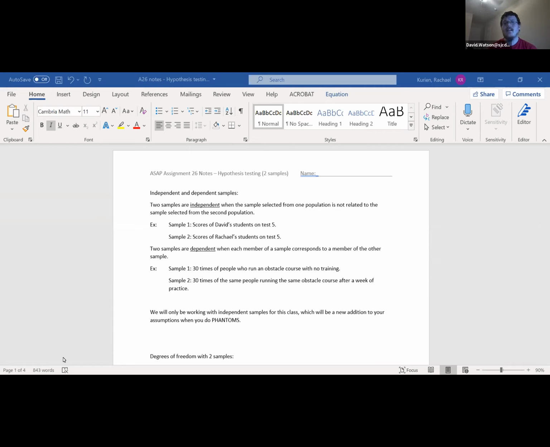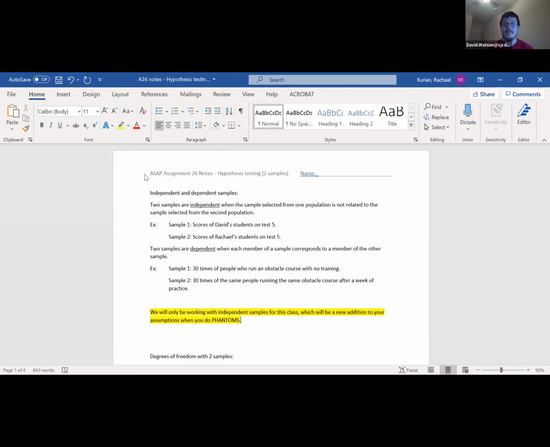Now, for this class, we're only going to be worried about independent samples. So you're not going to get any that are dependent. They're done a bit differently. But whenever we're doing the PHANTOMS acronym, whenever we get to the assumptions, you do need to actually put independent as one of your new assumptions.